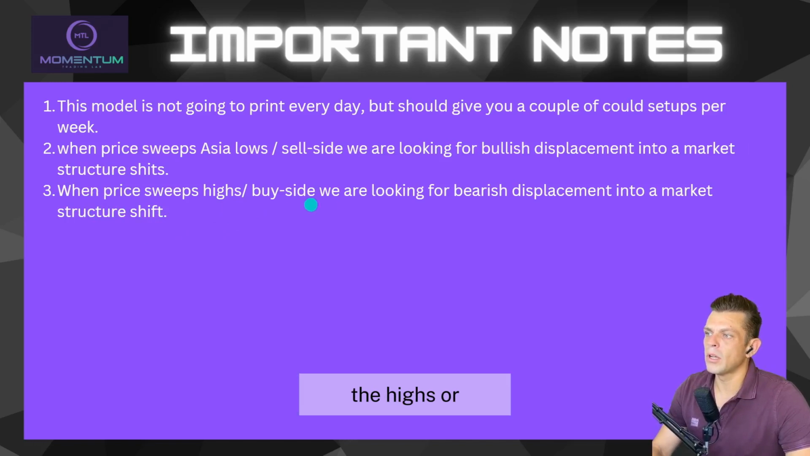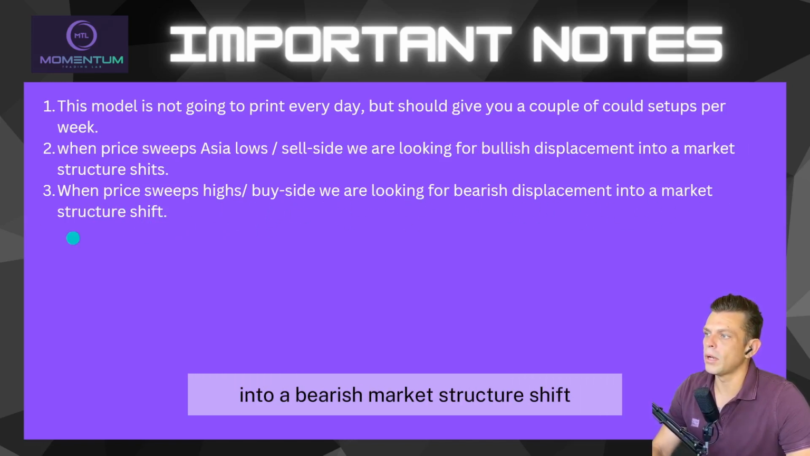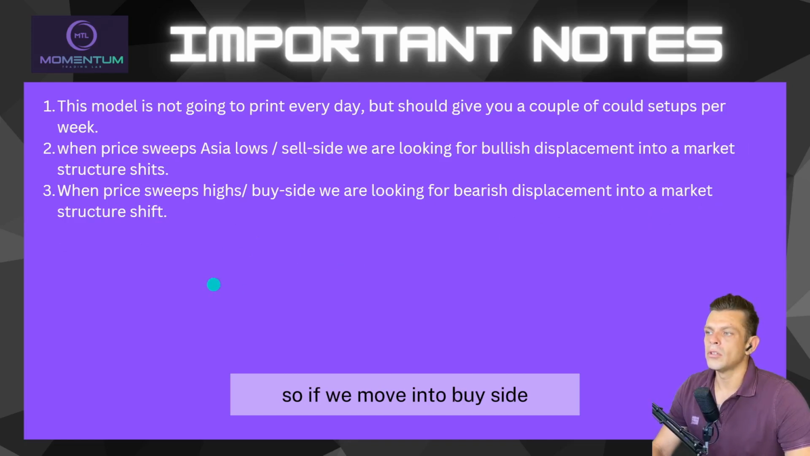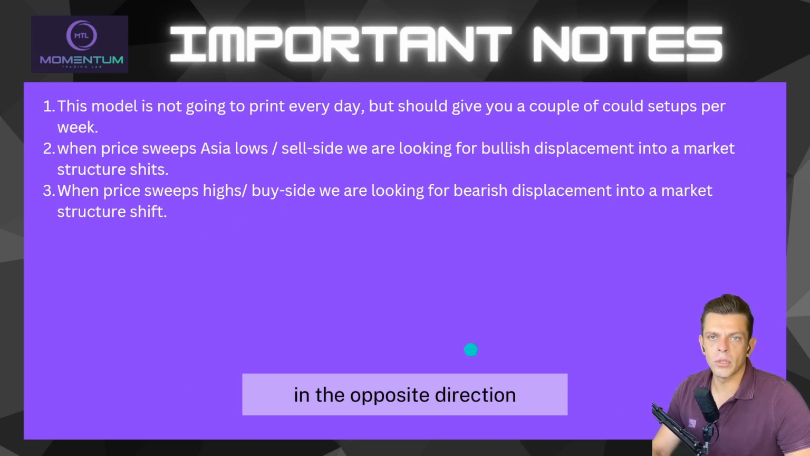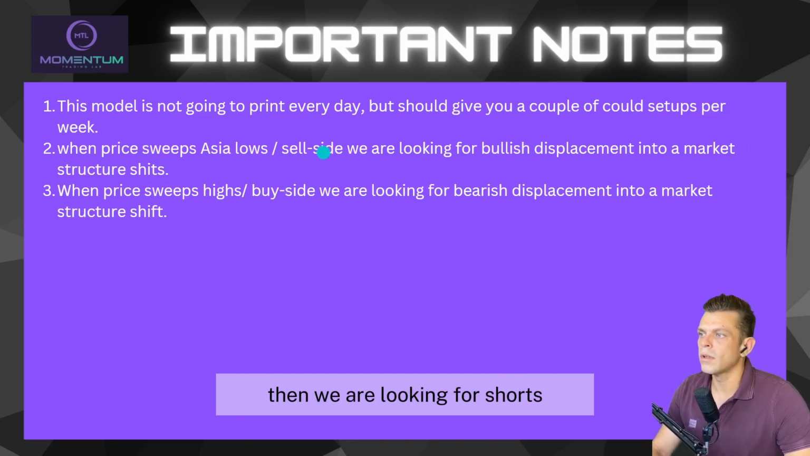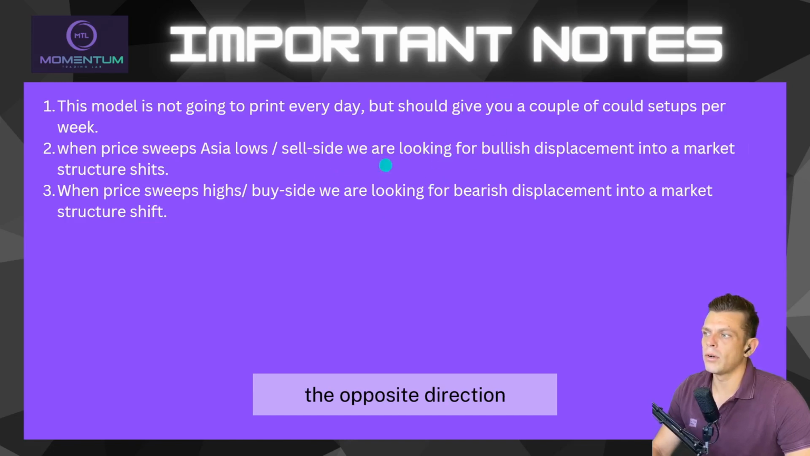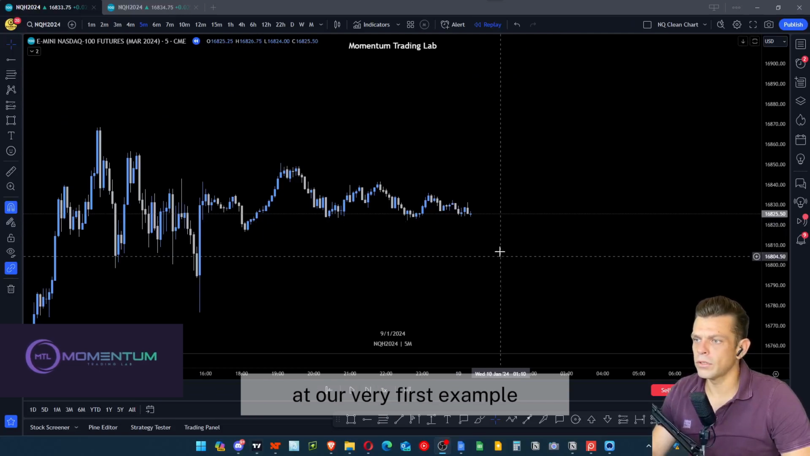Whenever price sweeps the highs or the buy side, we are looking for bearish displacement into a bearish market structure shift. So if we move into buy side and we displace in the opposite direction, then we are looking for shorts. And if we move into sell side and we displace in the opposite direction, then we are looking for long positions. Okay, let's have a look at our very first example.